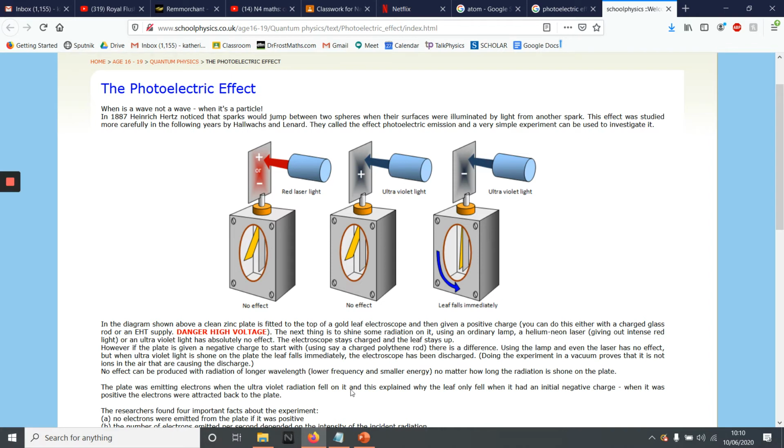It's not ideal when we can't actually do the problem. But just remember, this only works when it's negatively charged, and it only works when your light source has a high enough frequency.